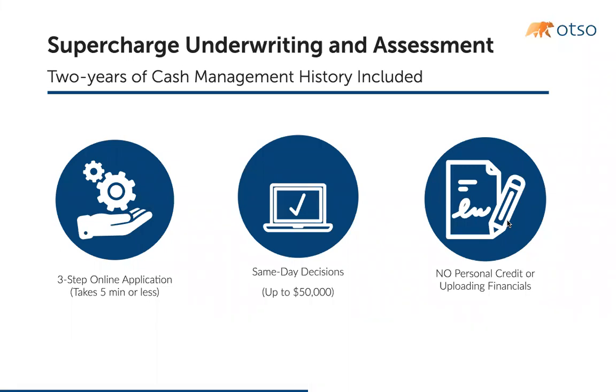And the cool thing is, part of the process here is that the business logs into their business bank account for a one-time snapshot. And we pull out 730 days of transaction information from that account. And so we get a very, very good sense of the liquidity and the cash management position of this business. And that's what we use as the crux of our underwriting.